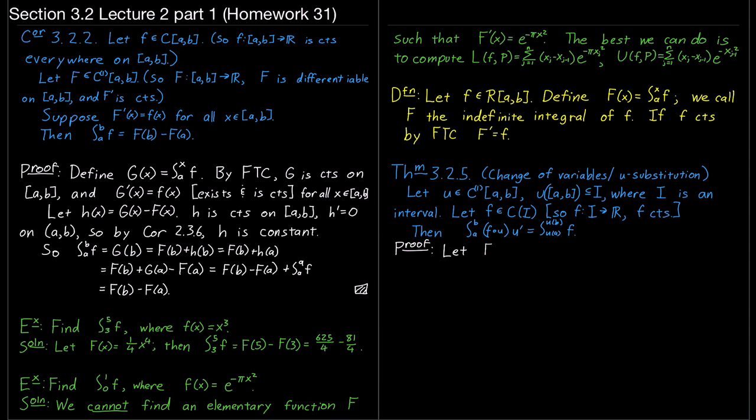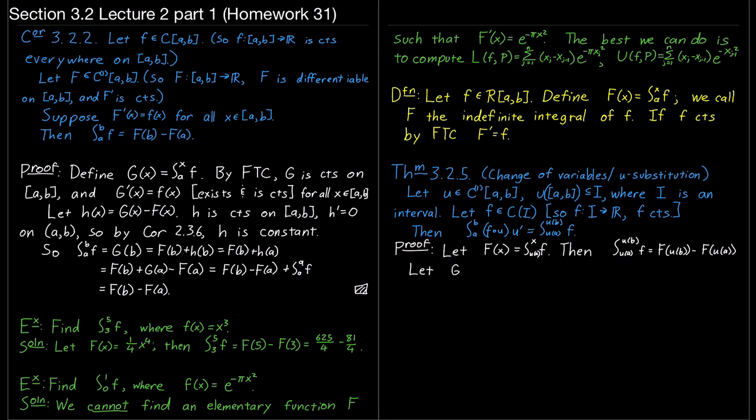Let's let big F be the antiderivative of little f. Then the integral from u of a to u of b of little f, I cannot start at a, I have to start at u of a, that's big F of u of b minus big F of u of a. In this particular case, that's 0, but let's keep it.